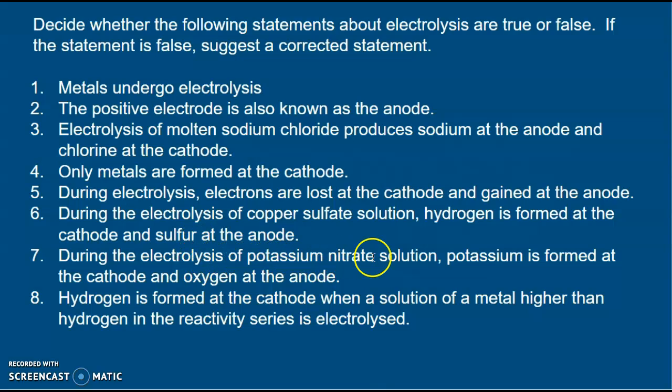During the electrolysis of potassium nitrate solution, potassium is not formed at the cathode, it's hydrogen, because potassium is a very reactive metal, significantly higher than hydrogen in the reactivity series, and that is correct, oxygen is formed at the anode. And number 8, hydrogen is formed at the cathode when a solution of a metal higher than hydrogen in the reactivity series is electrolyzed, is correct. That's an important statement and must be learned.